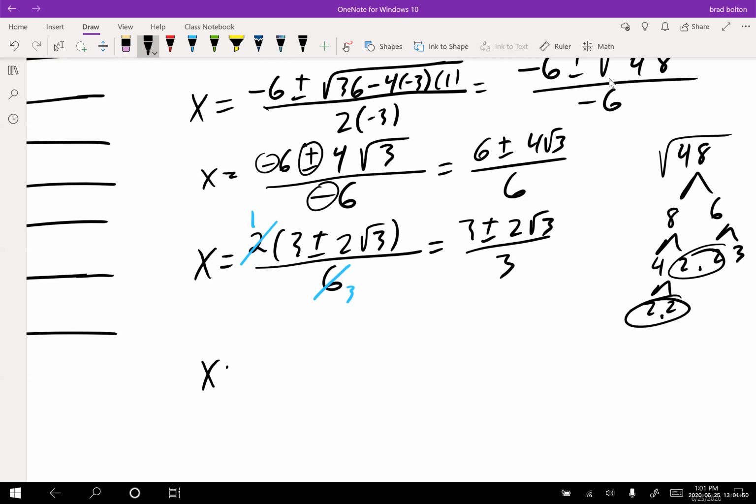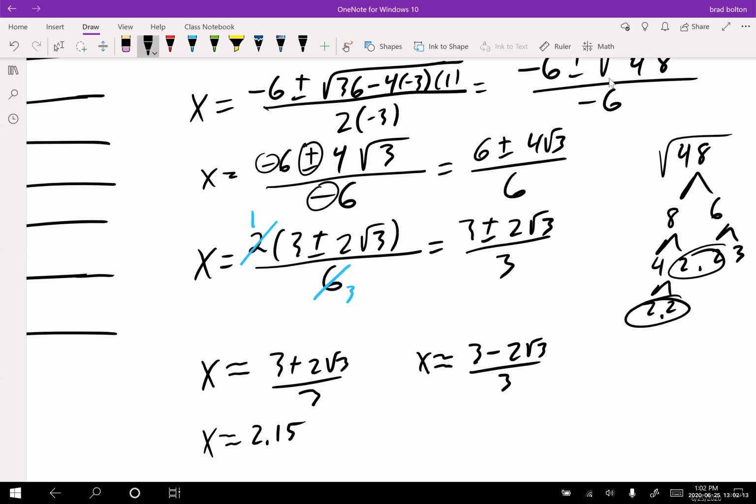So if we want to approximate, we're going to say 3 plus 2 square roots of 3 divided by 3, and 3 minus 2 square roots of 3 divided by 3. I'm going to do 3 plus 2 square root of 3 divided by 3, and I get approximately 2.15-ish. And then for this one, I get negative 0.15, I think. 3 minus 2. Yeah, negative 0.15.